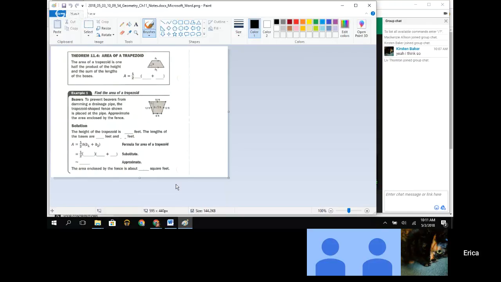Basically I'm going to tell you what the equations are for the area of a trapezoid, a rhombus, and a kite, and we're going to do a few problems with it, and that's pretty much going to be it. So let's get started so you guys can get on your way.